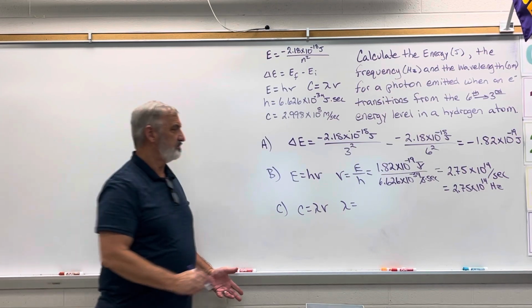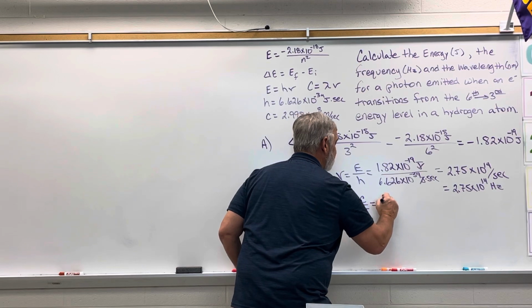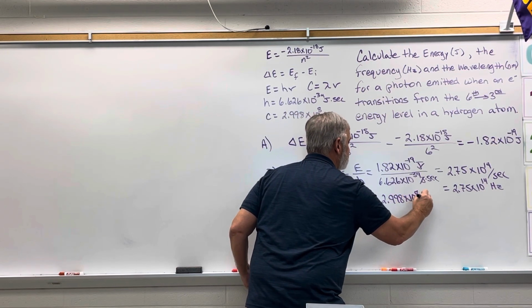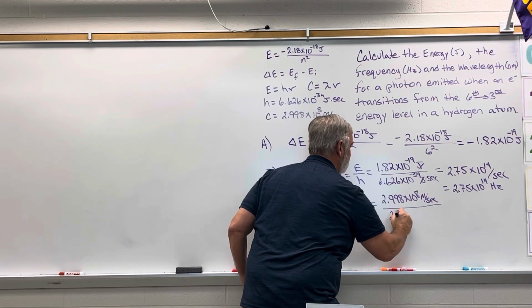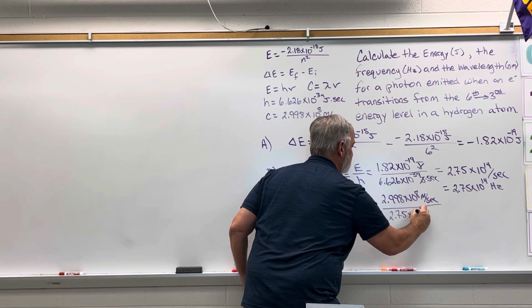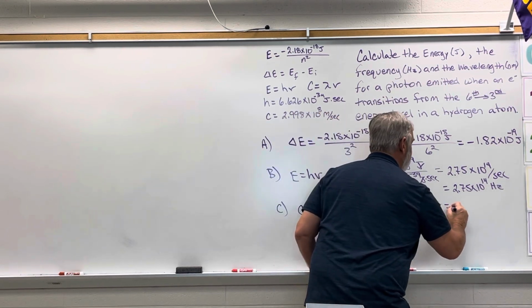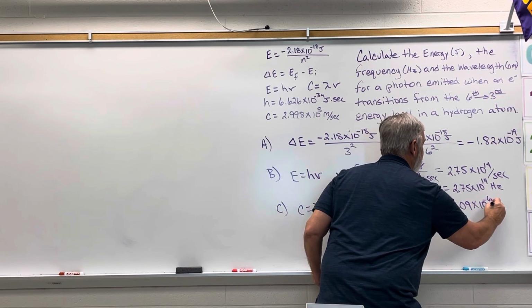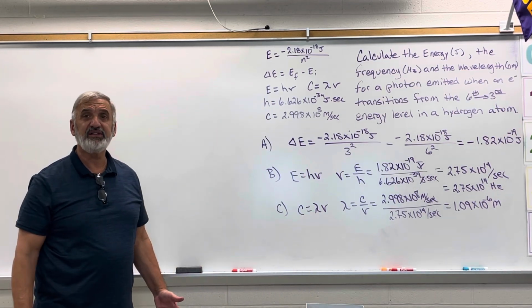C over nu. I know it's easier to say V, but it's actually a nu. So we're going to get 2.998 times 10 to the 8 meters per second divided by the frequency I just calculated, 2.75 times 10 to the 14th per second. Seconds are going to cancel, and this comes out to 1.09 times 10 to the minus 6 meters. That's the wavelength in meters.